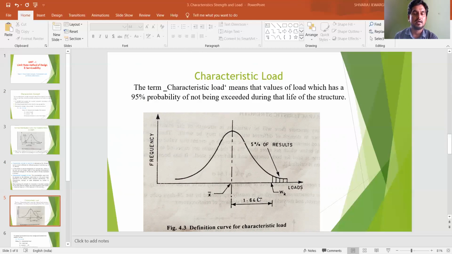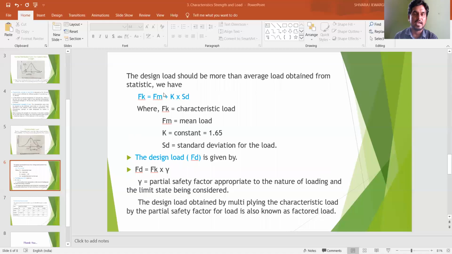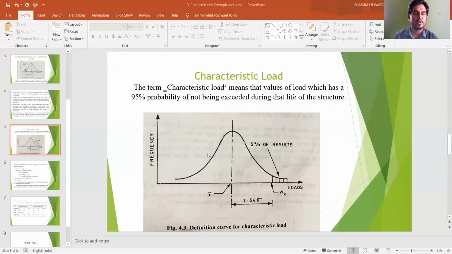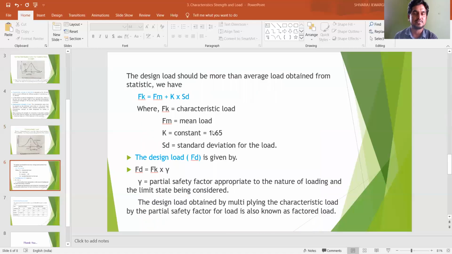The characteristic load can be calculated as mean load plus k times the standard deviation. Whereas in the characteristic strength, we used mean strength minus k times the standard deviation. But here, since the loads are underestimated, the mean load plus k times the standard deviation has to be taken. Here Fk is the characteristic load, Fm is the mean load, and k is a constant, following the normal distribution curve for 5% of the results, which is 1.65, and SD is the standard deviation of the load.